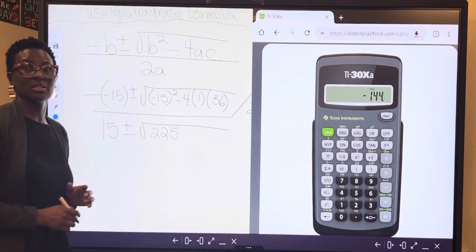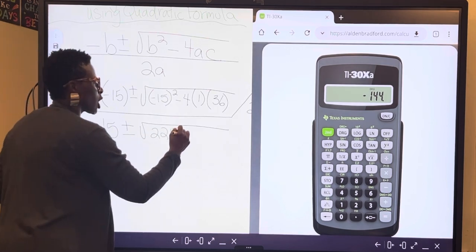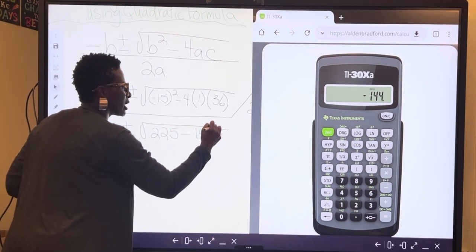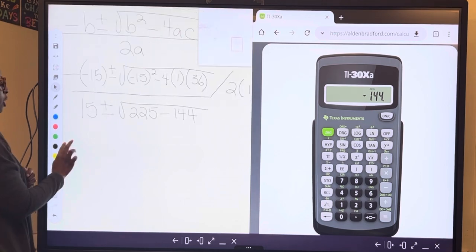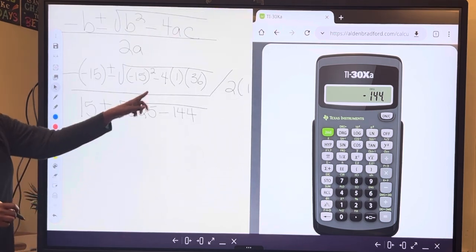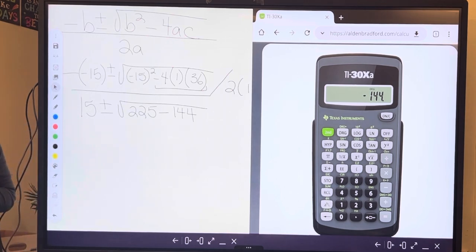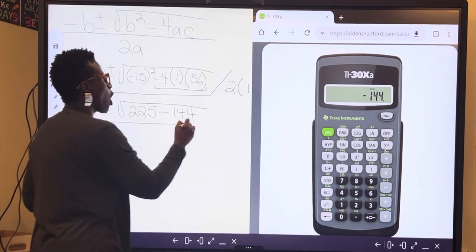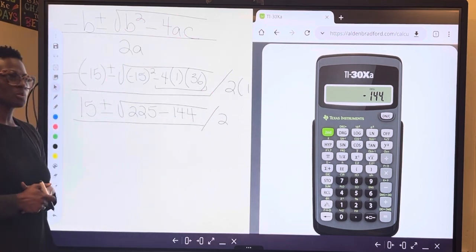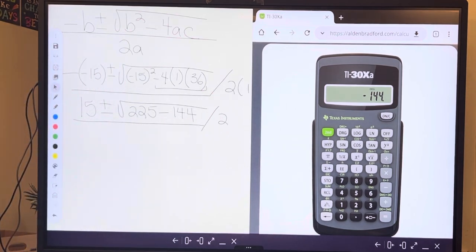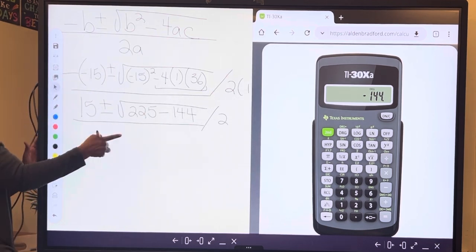What does that give us? Negative. That's when I put the sign down. So this is going to be negative 144. How did we get that? Just from multiplying those things. That's it. Now that's going to be all over, what's 2 times 1? 2. I've got 3 minutes. Is everybody following? All right.